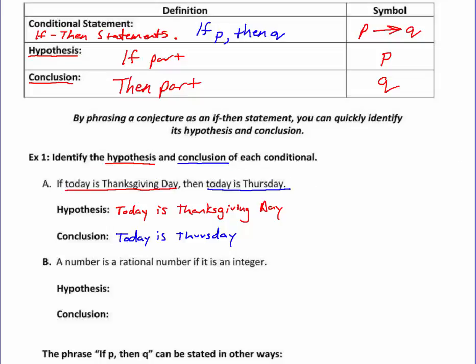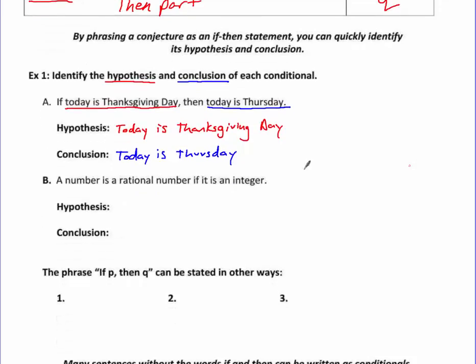So we're just going to practice this a little bit. I'm going to go on to another one. A number is a rational number if it is an integer. So our hypothesis is the if part. It's the part that affects the other part. So if it is an integer, then a number is a rational number.